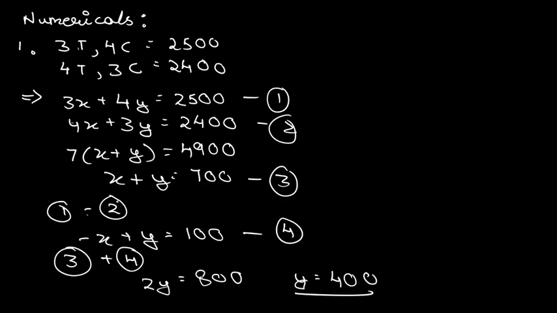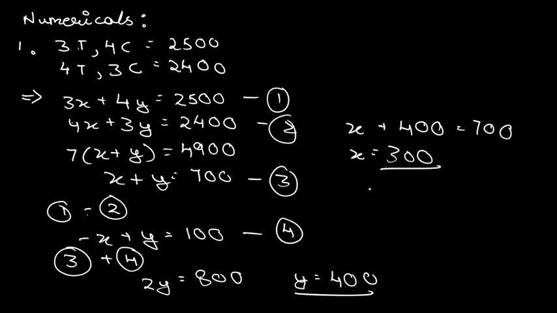Now you can easily find the value of x from any of these equations. We will get x plus 400 is equal to 700, which means x is equal to 300. Simple. x is equal to 300. We got the cost of one chair and the cost of one table.